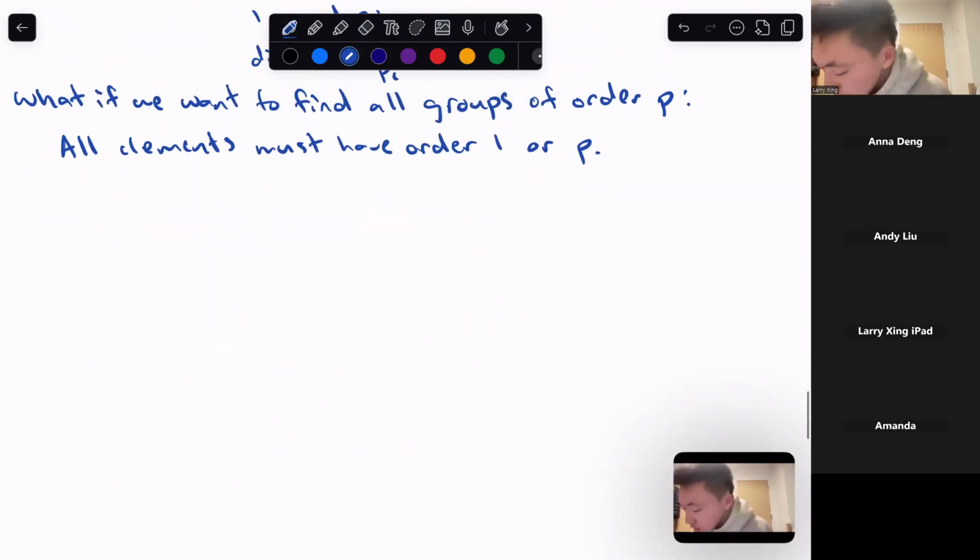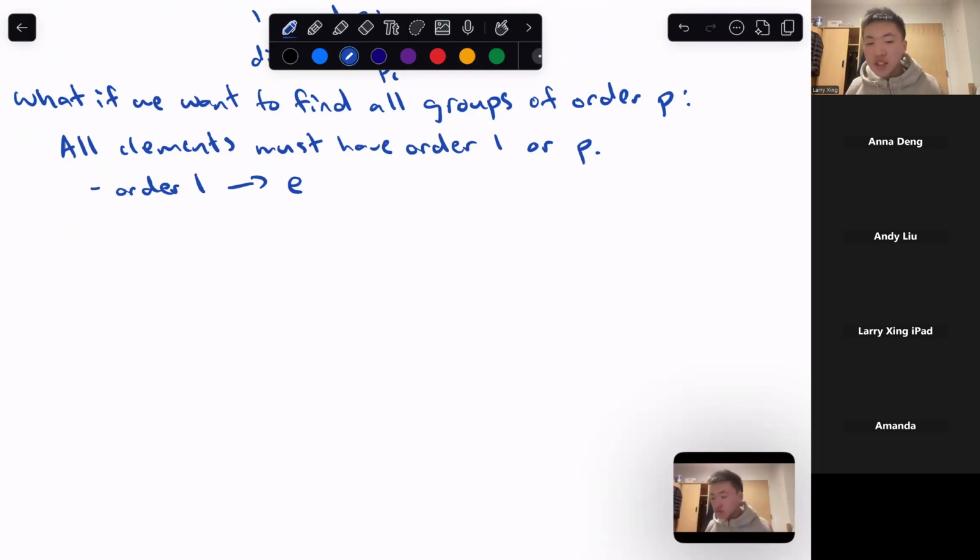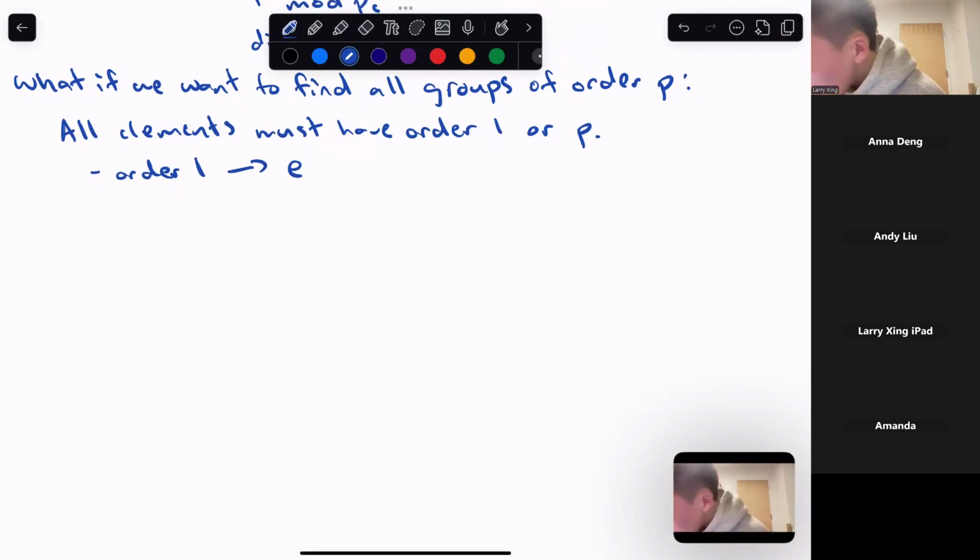But clearly, if an element has order 1, this implies it's the identity, right? Because remember, our definition of order is the minimum power you have to take this element to such that it becomes the identity. So if we're taking it to the first power, that means it itself must be the identity. So that means that we must have every other element have order p.